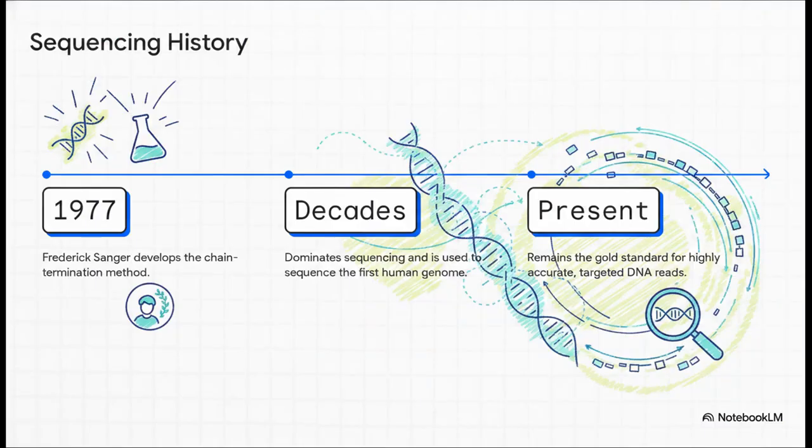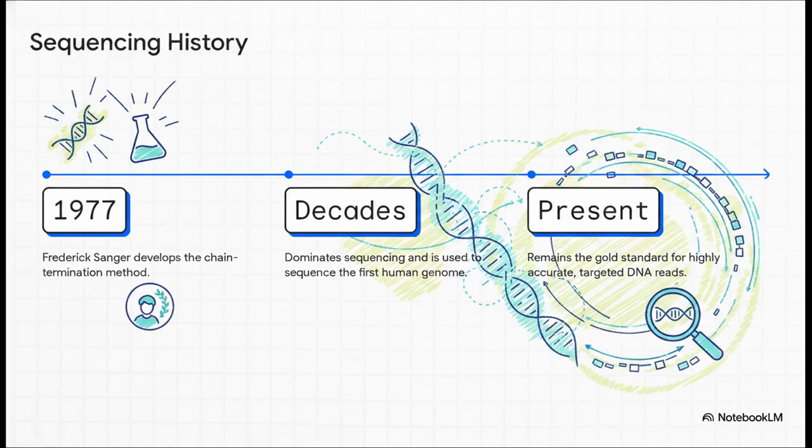You know, what's genuinely wild here is that a technique developed by Frederick Sanger in 1977 remains the absolute gold standard for validation in labs today. Sanger literally won a Nobel Prize for this. For decades, this dominated the field. It's the exact same technology that powered the monumental Human Genome Project.